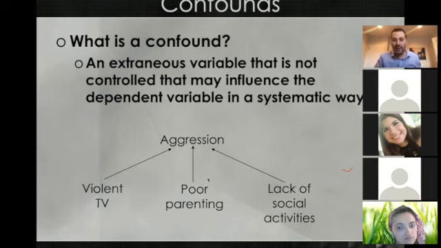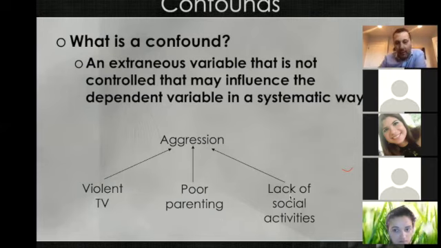So what that means is these are the variables: poor parenting, lack of social activities. These are confounds. These are variables that differ between our two groups, other than our independent variable, that could explain differences in aggression. And so you can see that when you have these confounds present, we can no longer make causal claims because we don't know which of these things is responsible for the differences in aggression.